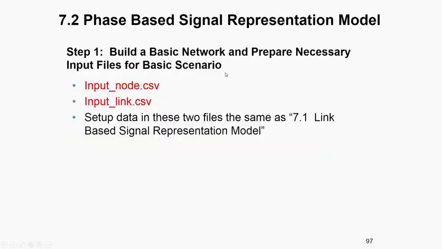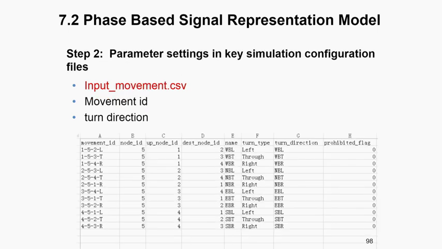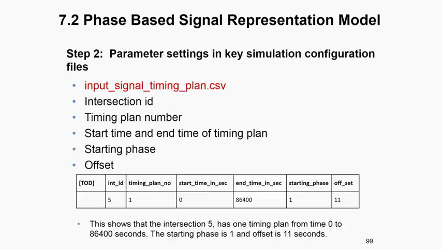Okay. Step number 2, or stage number 2, what we try to have here is a phase-based signal representation in NEXTA or in DTA light. So again, we need to provide the input node, input link, and we need to provide the movement. In this case, we need to provide a separate traffic signal timing plan file.